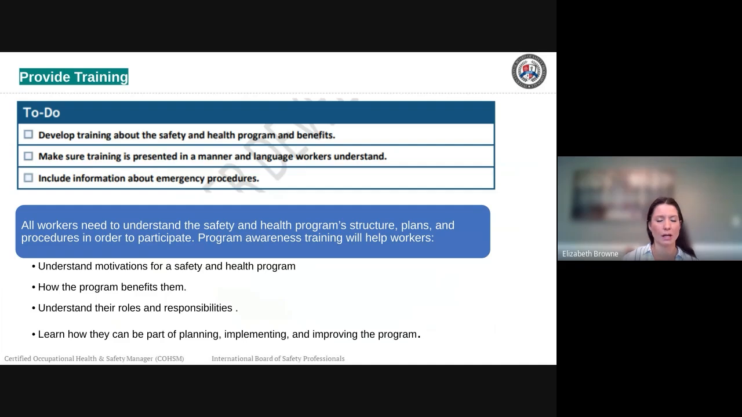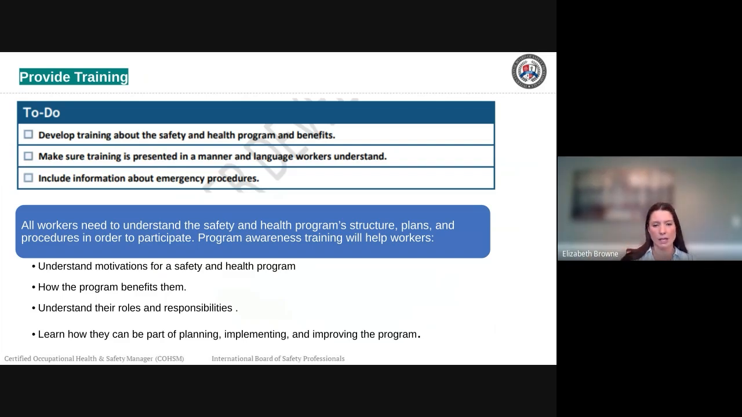So to provide training, we want to develop training about the safety and health program and benefits. We want to make sure training is presented in a manner and language that workers understand. So we must make sure, like we talked about, if we work for a multinational company or a company that employs workers that speak different languages, that we are providing the training in a language that all workers understand. So that might mean having interpreters or translators, or having multiple training sessions for different language learners. And then including information about emergency procedures.